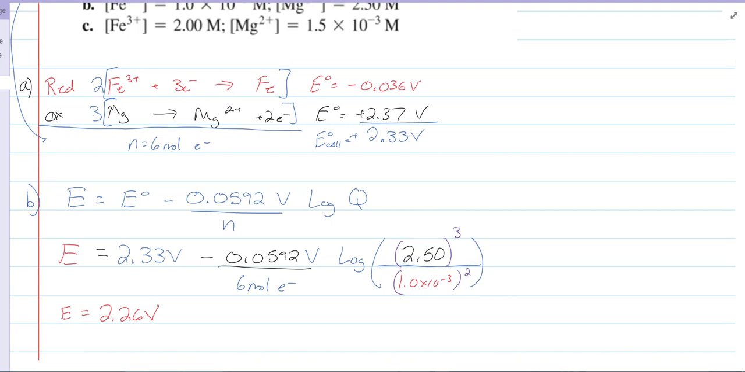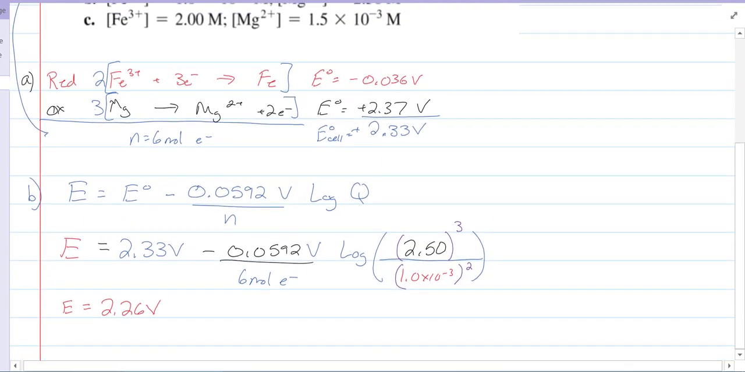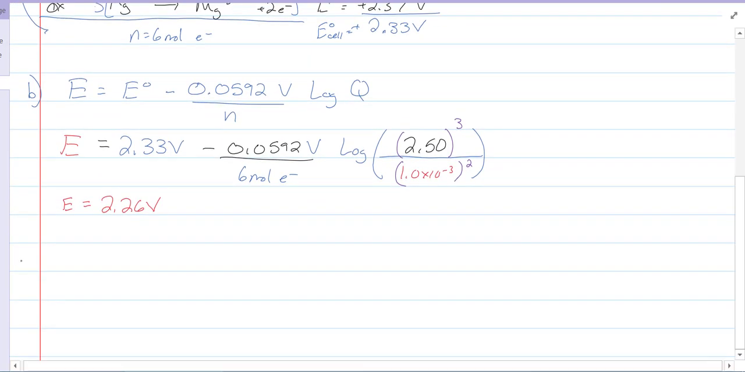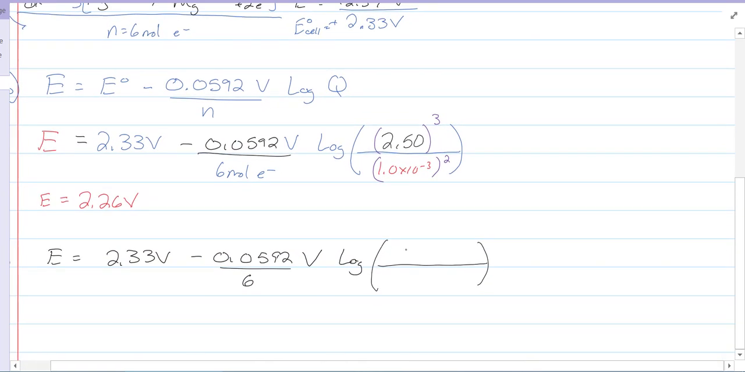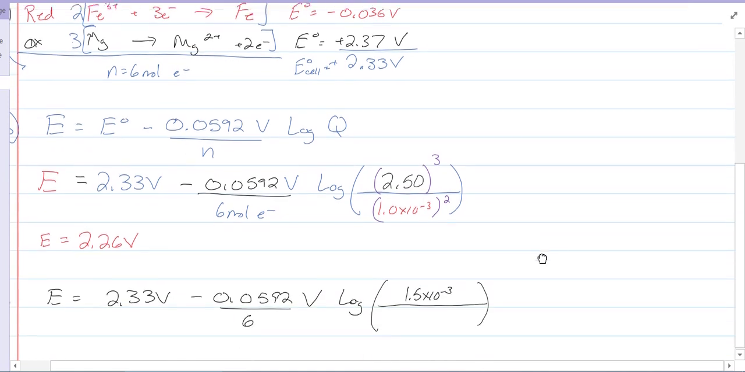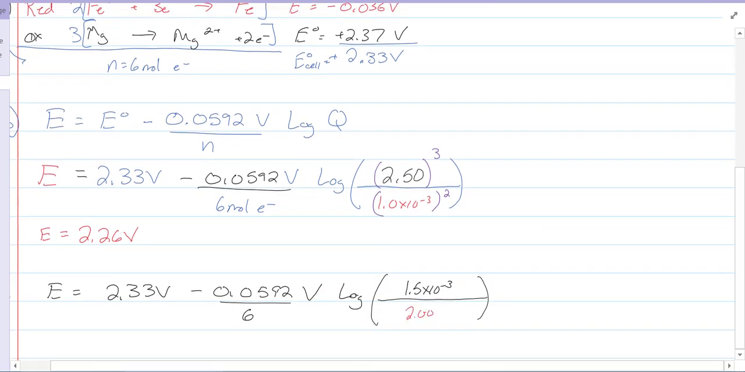Now, C is the same thing, except this red number becomes 2, and the black number becomes 1.5 times 10 to the negative third. So for C, E equals 2.33 volts minus 0.0592 volts over 6 times the log of, and it was what again? 1.5 times 10 to the negative third, and 2. And this one's cubed, and this one is squared.